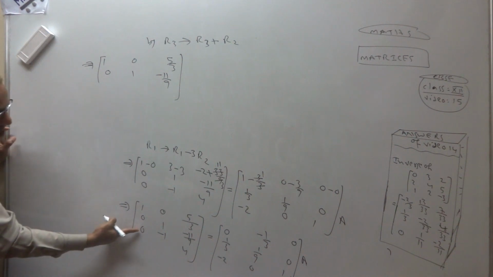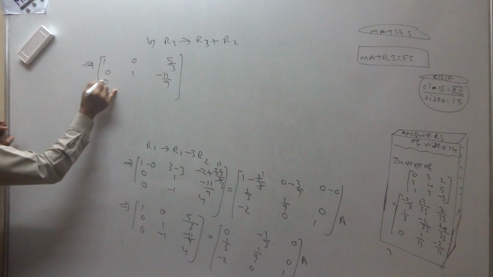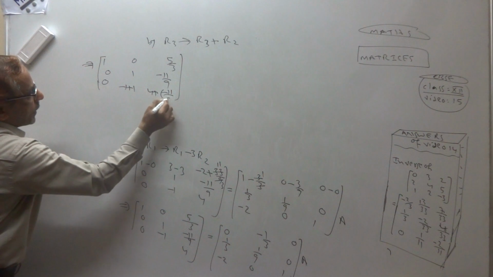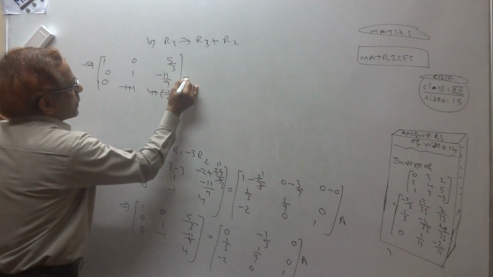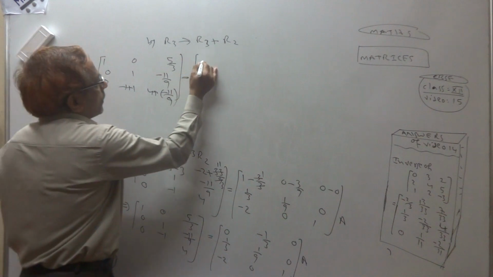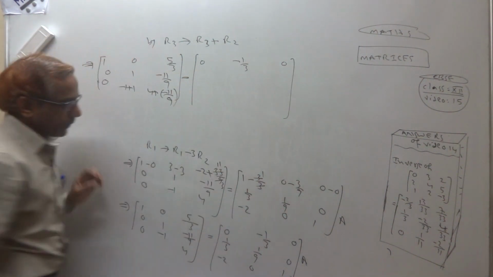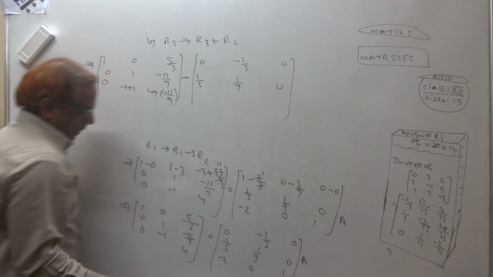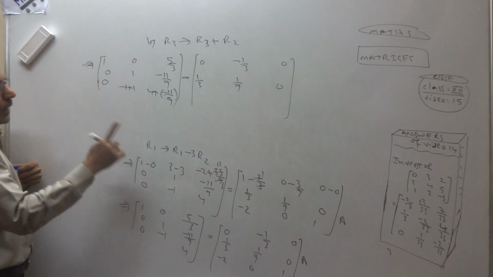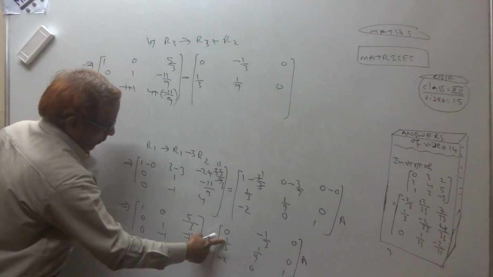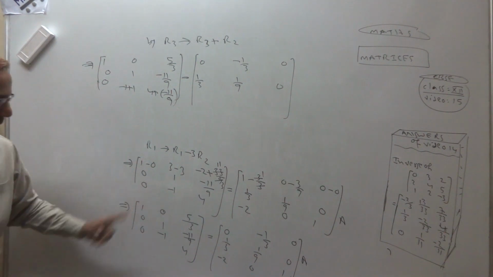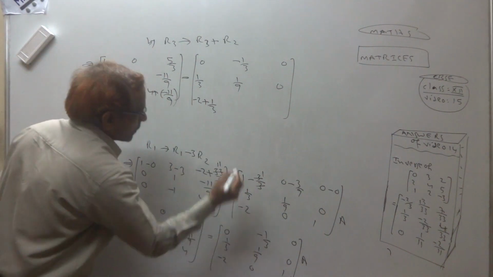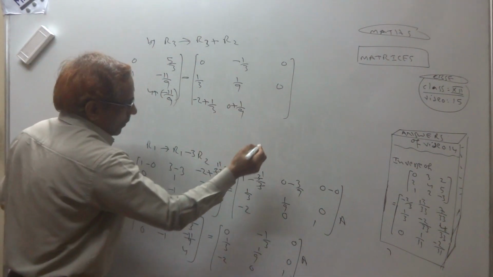What operation are we taking? R3 plus R2. 0 plus 0 0, minus 1 plus 1, 4 plus 11 by 9. Yes, is equal to 0 minus 1 by 3 0, 1 by 3 1 by 9 0, R3 plus R2. See, R3 plus R2, minus 2 plus 1 by 3, 0 plus 1 by 9, 1 plus 0.